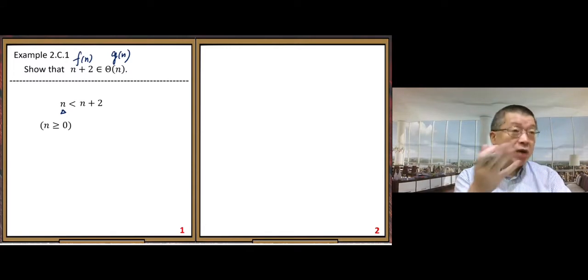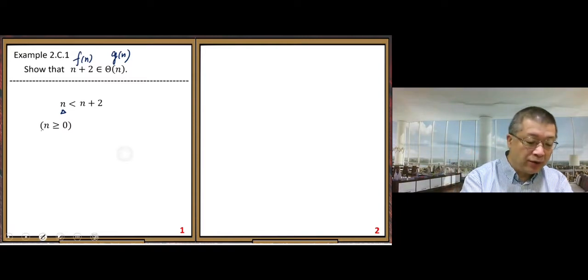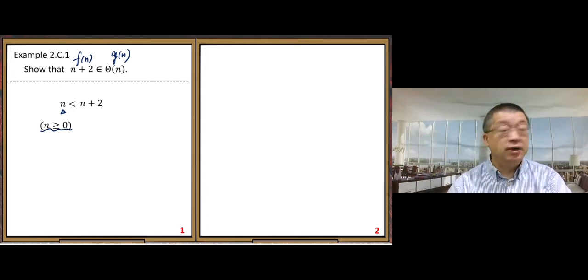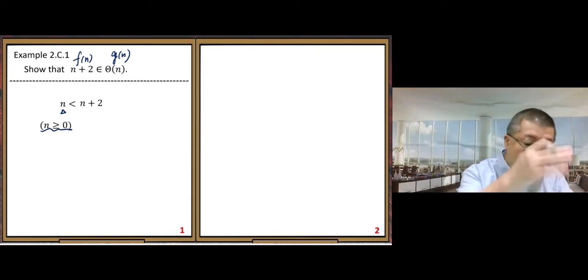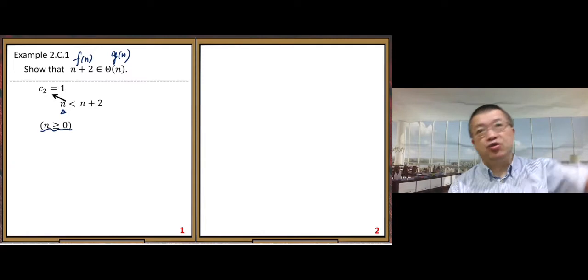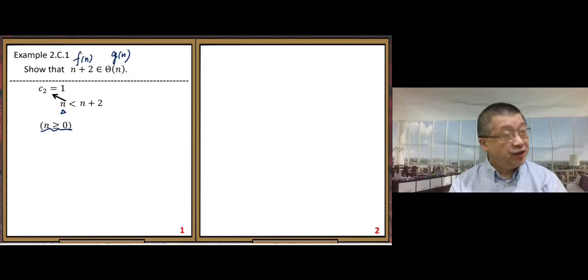Because n is our problem size, it should be greater or equal to 0. We never consider negative problem size, it does not make sense. That's why when n is greater or equal to 0, we have this inequality. And we can say our C2 constant equals 1. So we find the C2 constant first.